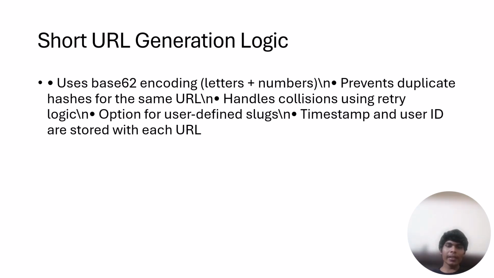Short URL generation logic. It uses base 62 encoding, letters plus numbers, prevents duplicate hashes for the same URL, and handles collisions using retry logic. There is an option for user-defined slugs. Timestamps and user ID are stored with each URL.